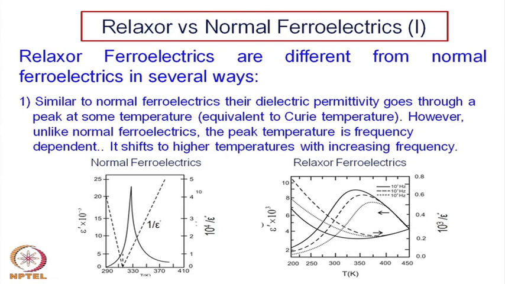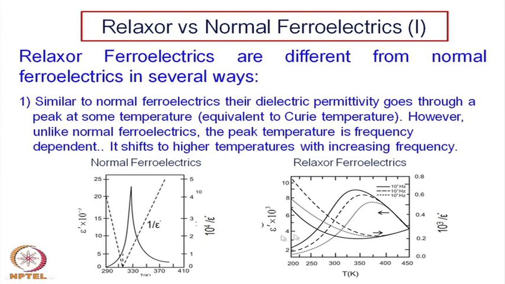But here, one of the major differences from that group of ferroelectrics to this relaxor ferroelectric is that it is dependent on frequency. The peak temperature shifts to higher temperatures with increasing frequency. So, as the frequency increases, the peak temperature also increases. This is unlike a normal ferroelectric, and it really does not follow the so-called Curie-Weiss law here.